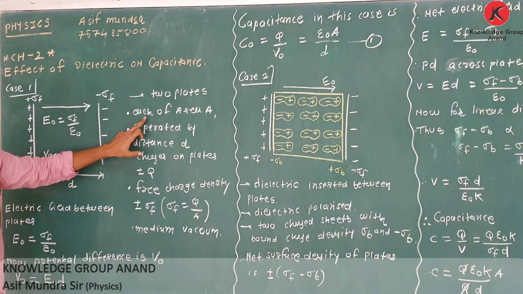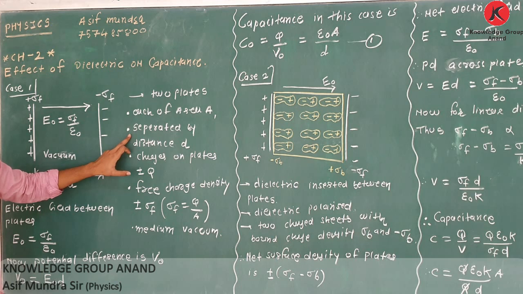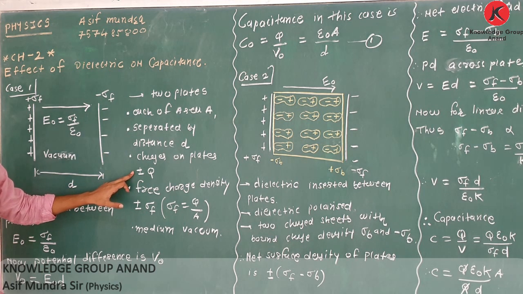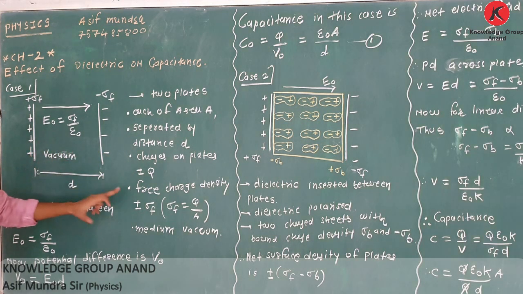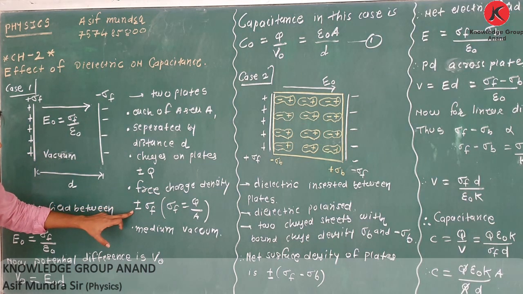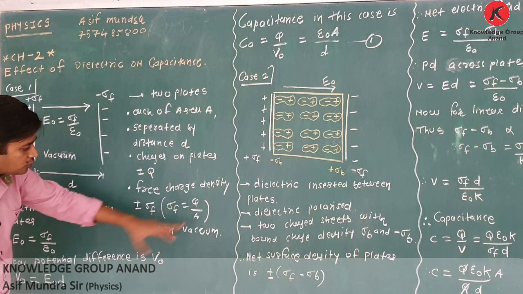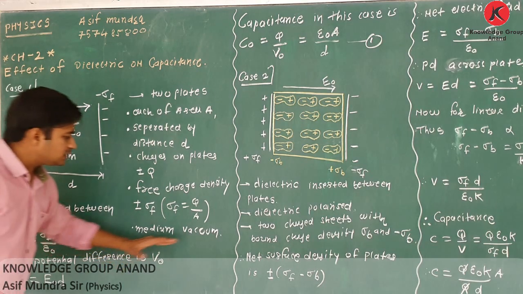Two plates, each of area A, separated by distance D. Charge on plates plus or minus Q. On this plus Q, on this minus Q. Free charge density plus or minus sigma F, and sigma F is equal to Q by A. Medium between them is vacuum.